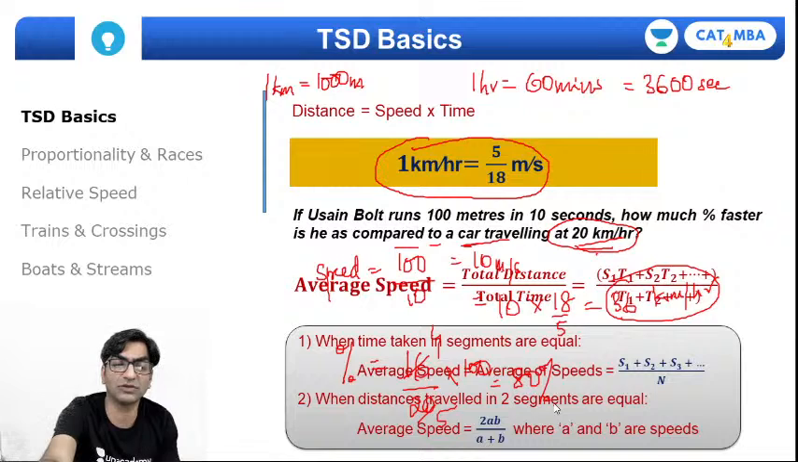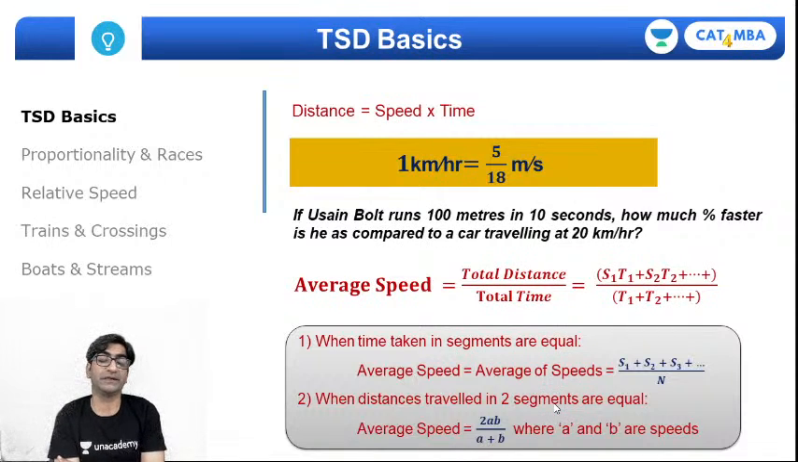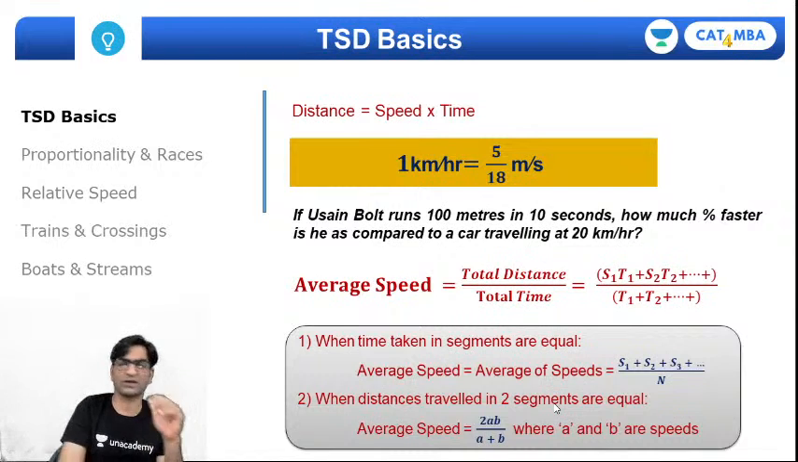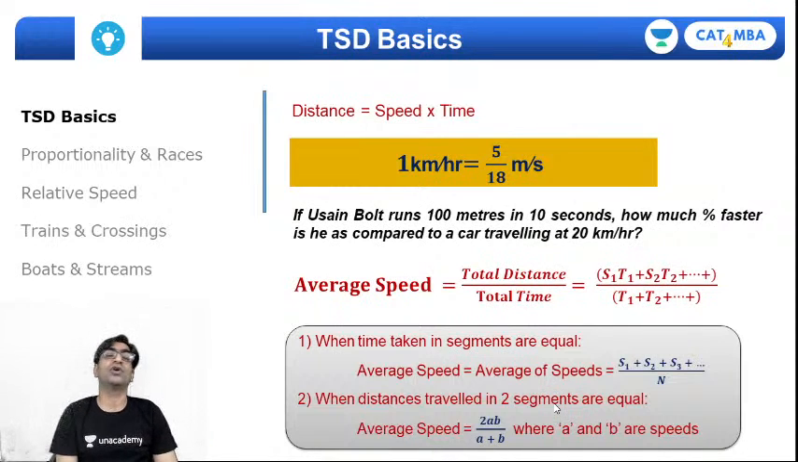The other aspect that you need to be comfortable with as far as basics go is average speed. Very, very common application, very, very common trick is that the formula for average speed obviously is total distance by total time. We've already studied averages. You should know average speed is the weighted average of speeds when speeds are weighted by time. You can see S1 T1 plus S2 T2. The formula looks exactly like that of weighted average, right?